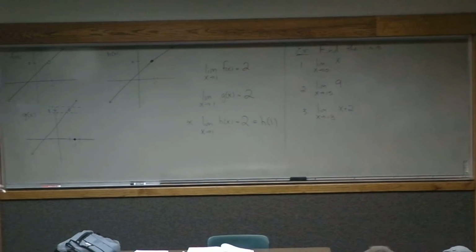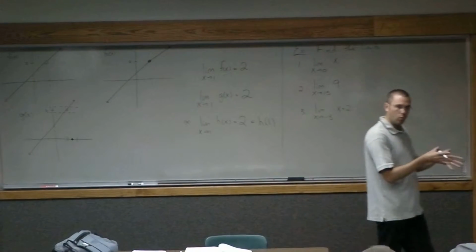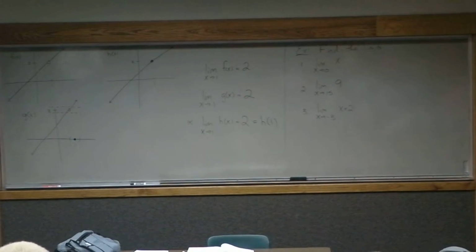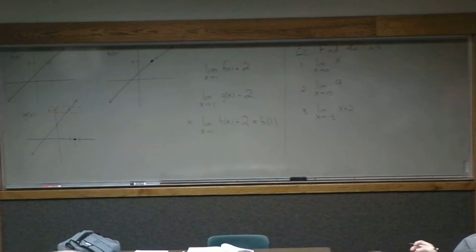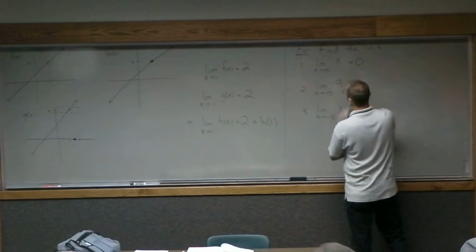Okay. The first one, we're taking a limit of the function y equals x, where f of x equals x. We're taking a limit of that function. And I want to know what happens to that function as we get very, very close to 0. What happens to the function x as we get closer and closer to 0? It gets closer and closer to 0. Okay? This one is equal to 0.